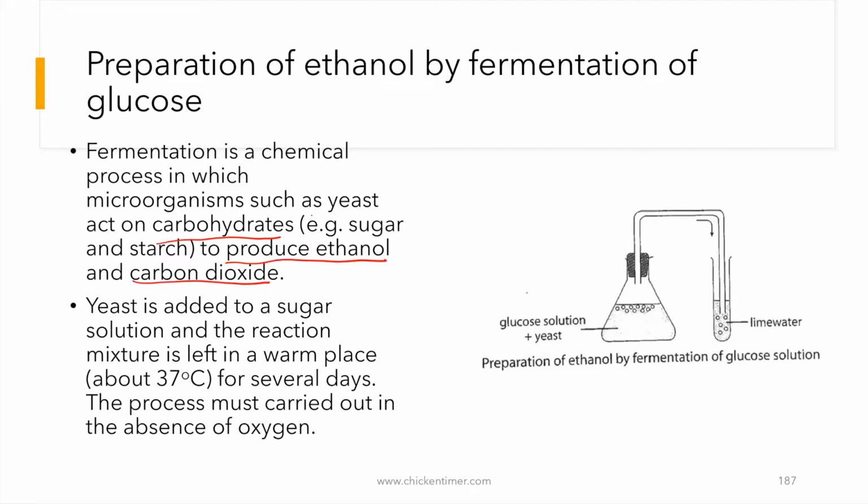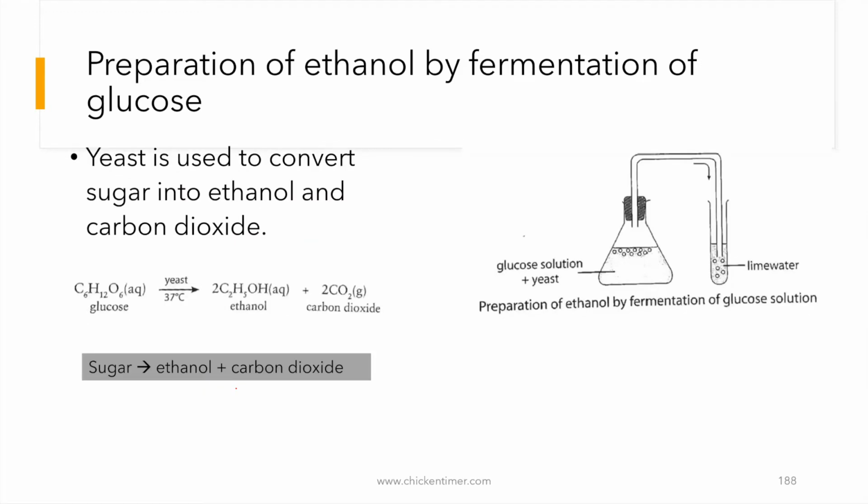Then conditions is about 37 degrees, but some books they write 40. It's about the same, 37 to 40, around that. That means body temperature and a bit higher than body temperature. Then the process, no oxygen required, cannot have oxygen. They will harp on these two things, one without oxygen and one at 37 degrees. They will ask you why cannot, why this and why that.